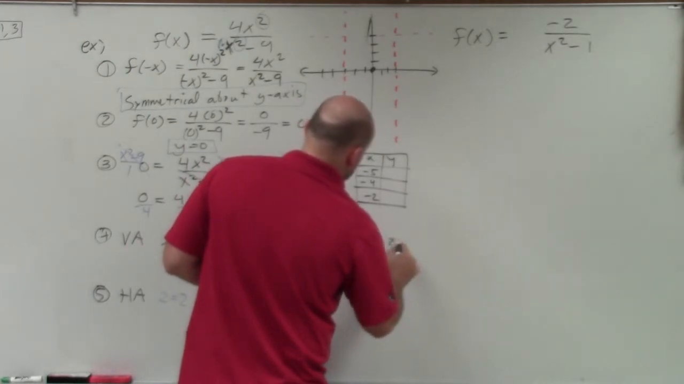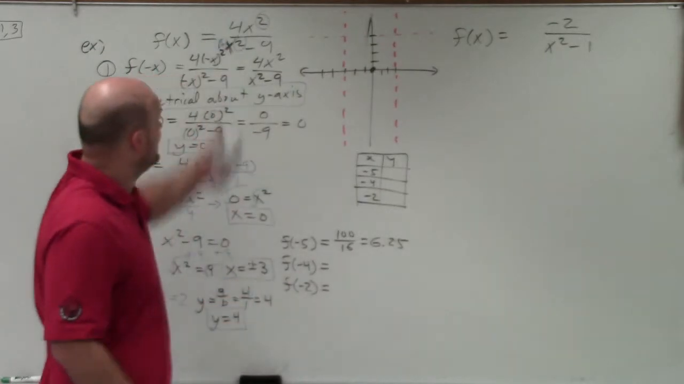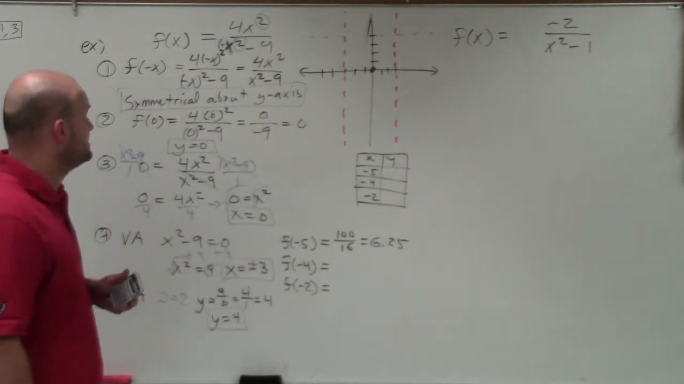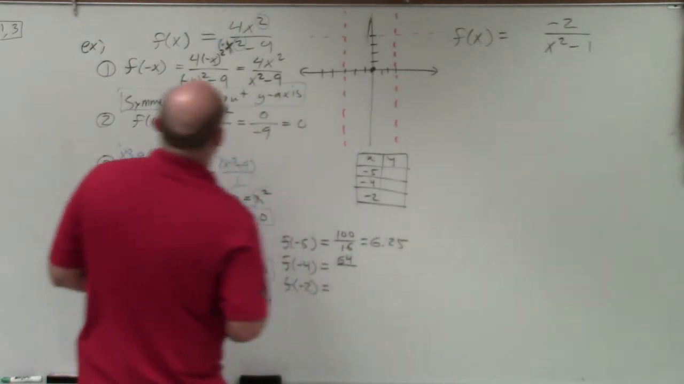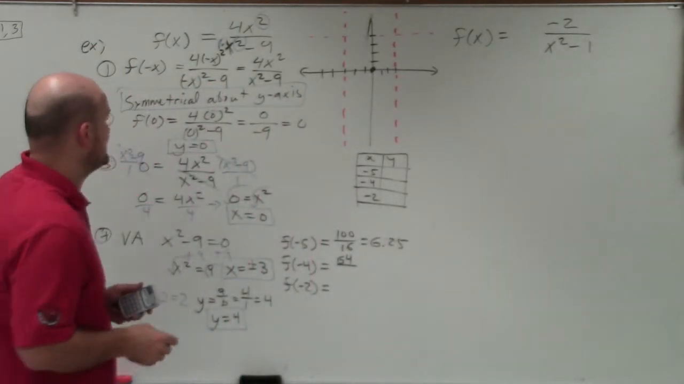So I have 6.25. Let's do -4. -4 squared is +16. Positive 16 times 4 is going to be 64. And then -4 squared is 16. 16 minus 9 is 7.